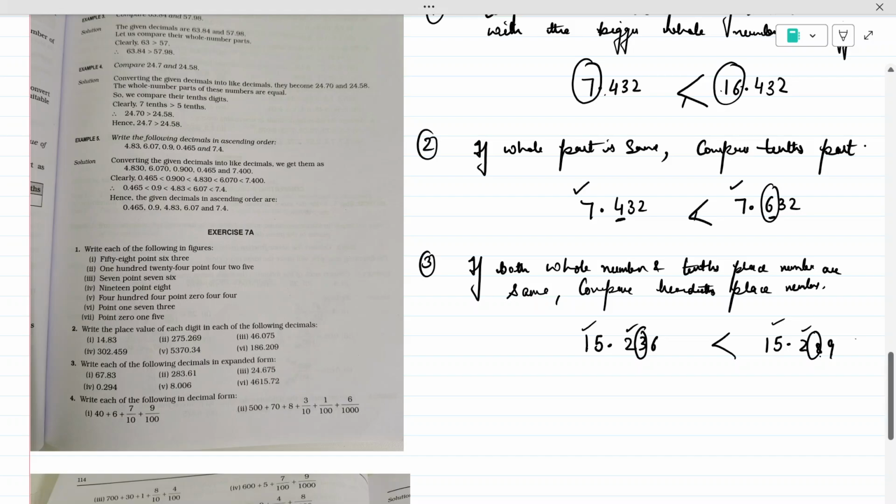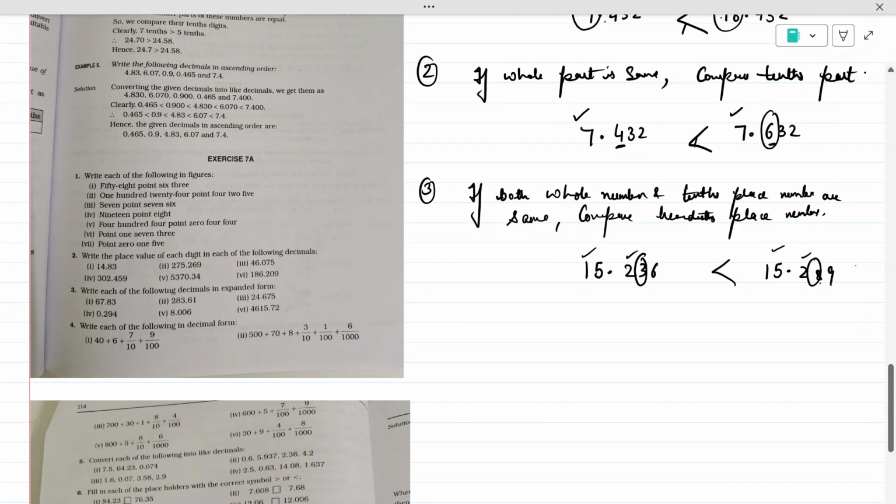Okay, now using this, we have a question where we have to arrange the numbers in ascending order. See, here we have 4.83, 6.07, 0.9, 0.465 and 7.4 given to us. Okay, let me just write down these numbers here. We have 4.83, we have 6.07, we have 0.9, 0.465 and 7.4.